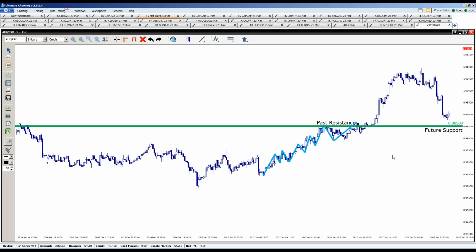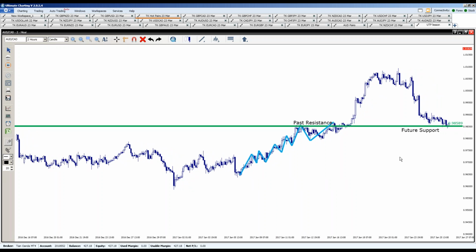There we go. So the market returned to bounce at that support. If you can see that the market bounced at past resistance, or broke past resistance, and now it's converging with future support, that would be a great spot to look for a buy.